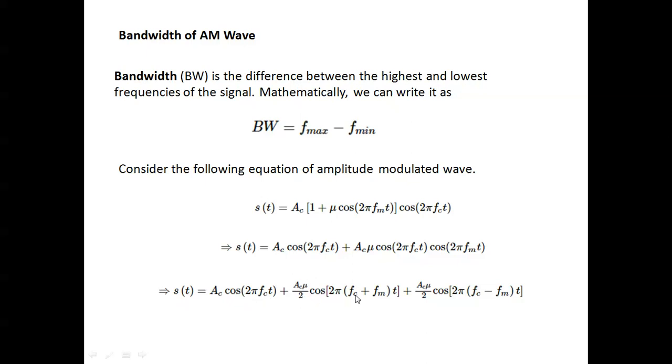That means the equation is written here: Ac mu by 2 cos 2 pi (Fc plus Fm) t, then Ac mu by 2 cos 2 pi (Fc minus Fm) t. You already know what mu is, so mu is applied here. If you apply it, you will get the equation like that.